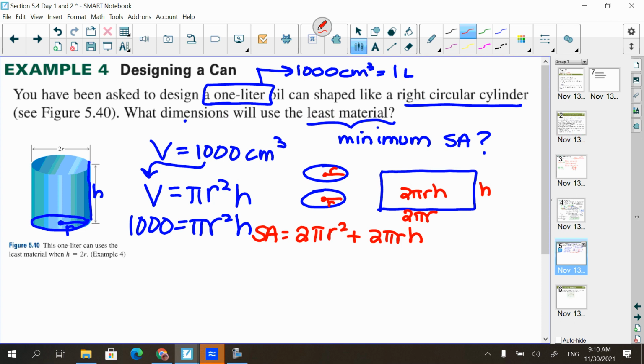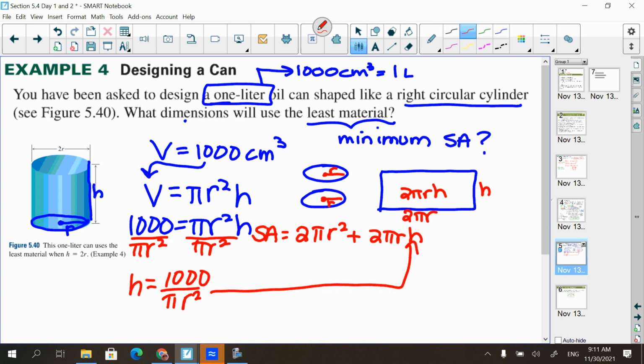I want to be able to take the derivative of this, set it equal to 0 to find the minimum of the surface area, but I cannot have 2 different letters in here. The easiest one to replace would be the h. So let's come over here and get h by itself by dividing both sides by pi r squared. So h equals 1,000 divided by pi r squared, which I'm then going to take and substitute.